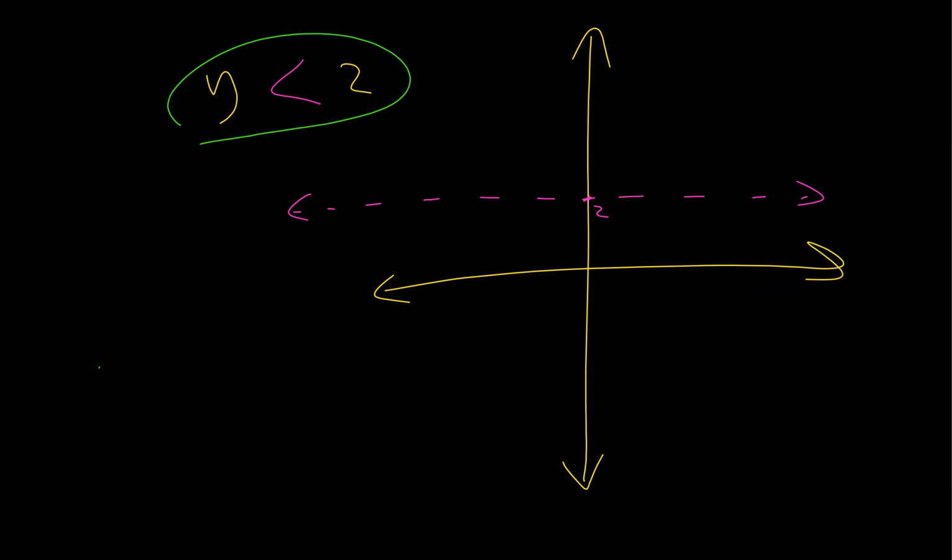This is how I draw the inequality when it is y less than or equal to, or greater than or equal to 2. But what about if instead of y, it is x? Same thing. As you see here, this is x less than 2, or x less than or equal to 2.